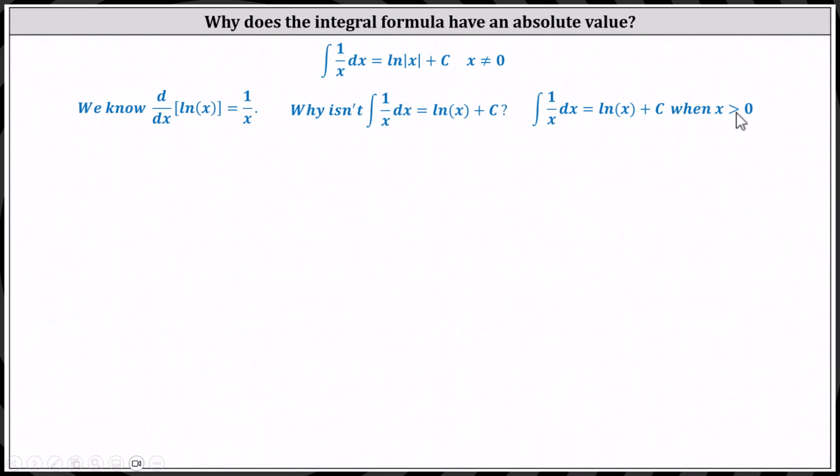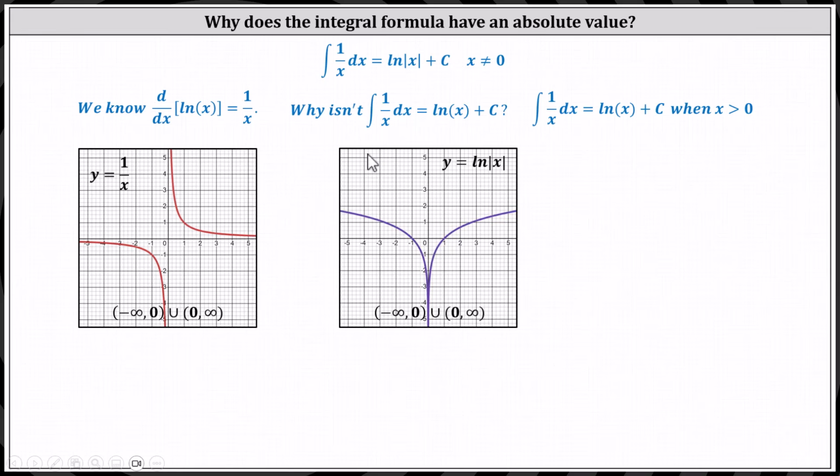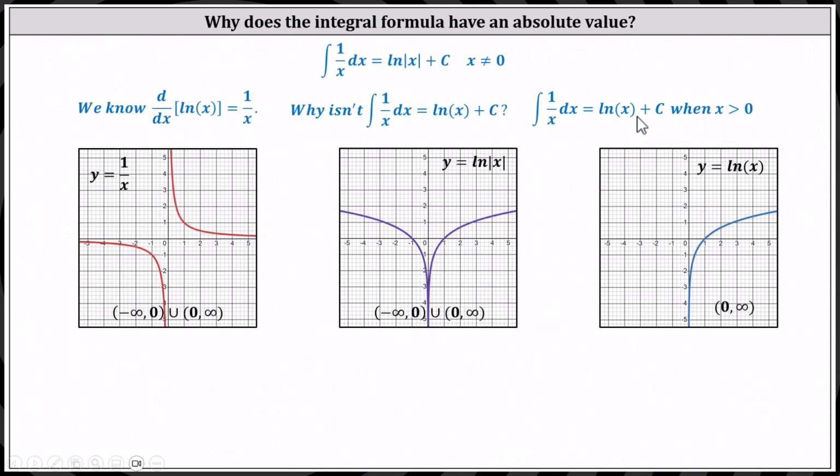Before we get to our proof, let's look at this graphically. Let's first graph the original function of y equals 1 divided by x. Notice the domain is all real numbers except 0. And now let's graph the function y equals natural log absolute value of x from the antiderivative formula. Notice when we graph this function, the domain of this function is the same as the domain of the integrand function. And if we graph just y equals natural log x, notice the domain is only x greater than 0.